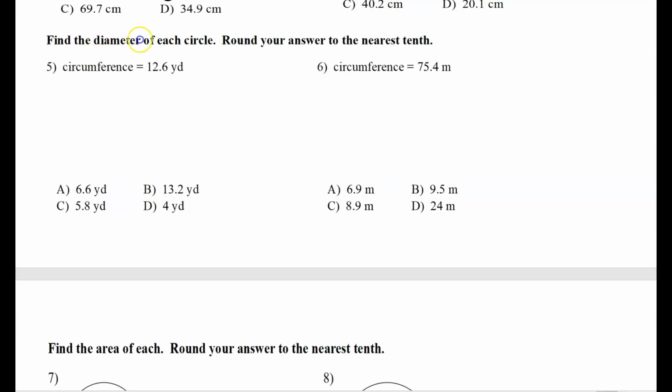So it says find the diameter of each circle given their circumference. So you're still going to start off by saying C equals pi d, but now you know what C is. So 12.6 is equal to 3.1416, and you don't know what d is, so x. We'll just end up dividing both sides by 3.1416.